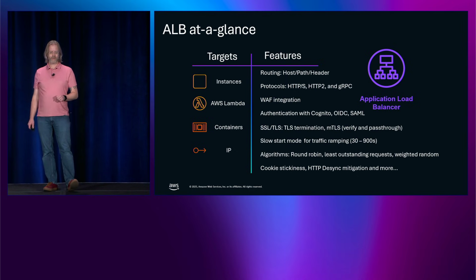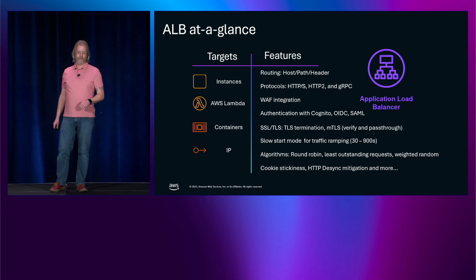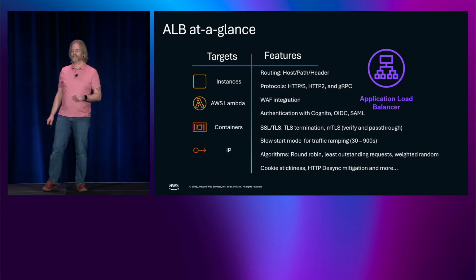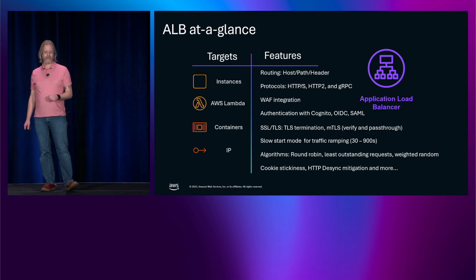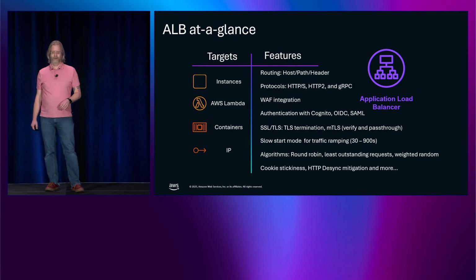But a couple of things I just want to point out here is we have WAF integration, we have authentication offload, right? We have, of course, SSL, TLS, and MTLS with pass-through as well as verified mode. And we have something called slow start, which is pretty cool. So if you anticipate a bunch of people coming into your site at a given time, you can set a slow start timer to say slowly ramp things up so my back end doesn't fall over. All sorts of cool stuff.